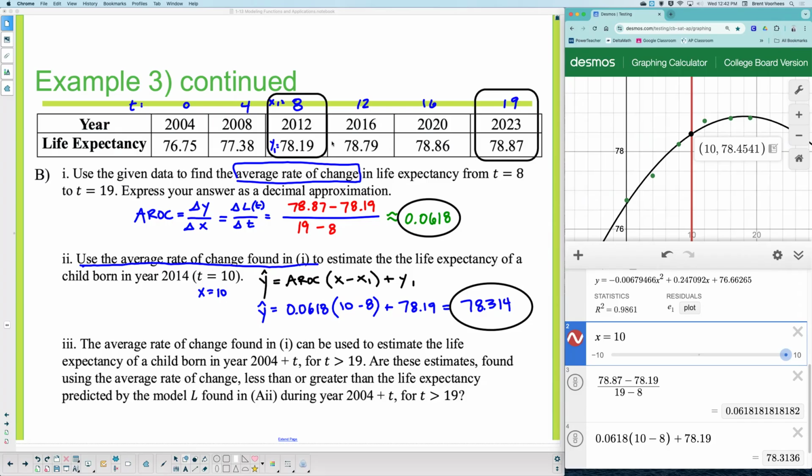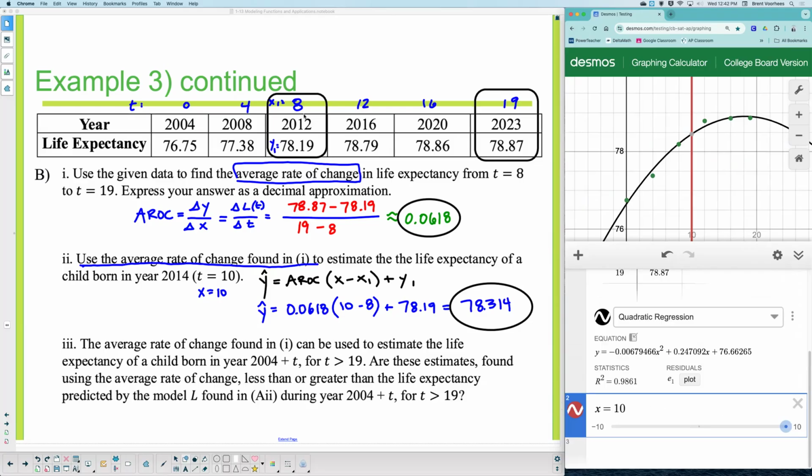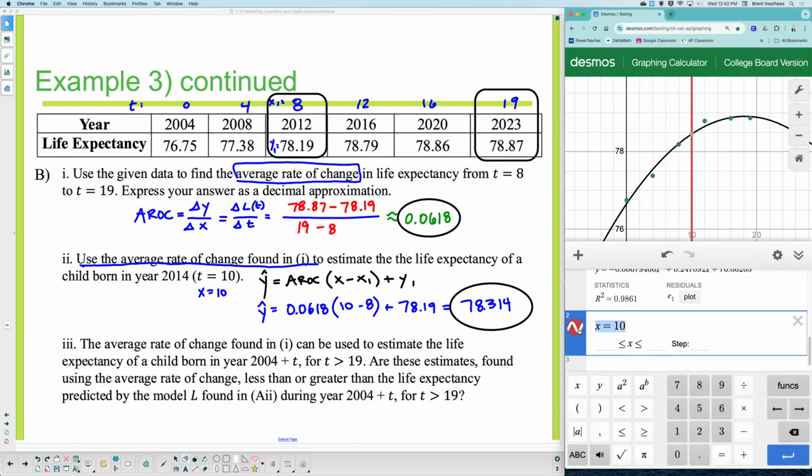Y'all ready? Starting at year 8, how many years does it take to get to year 10? 2. What you could do is start with this amount. Let me delete some of this here. You could start with this amount here, 78.19. If that's what it is in year 8, all you do is add the AROC twice. Why would I add it twice? Because AROC is how much it's changing on average.